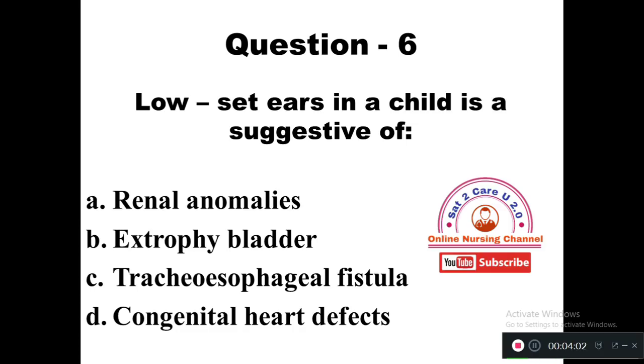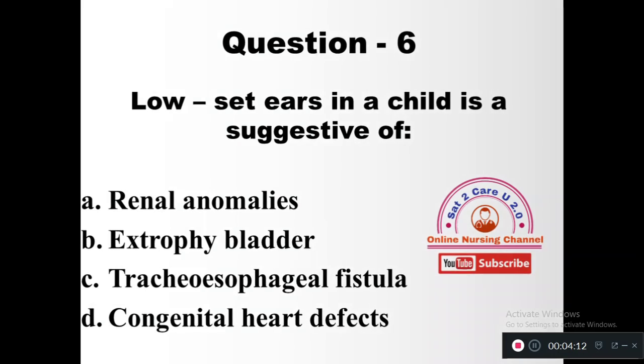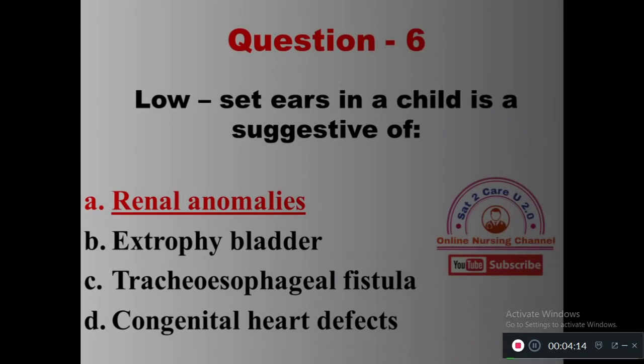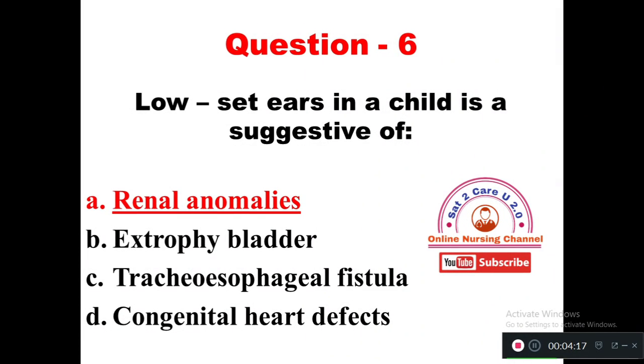Low set ears in a child is suggestive of option A renal anomalies, B exstrophy of bladder, option C tracheoesophageal fistula, option D congenital heart defects. The right answer is option A, renal anomalies can be expected when you see a child with low set ears. Question number 7.